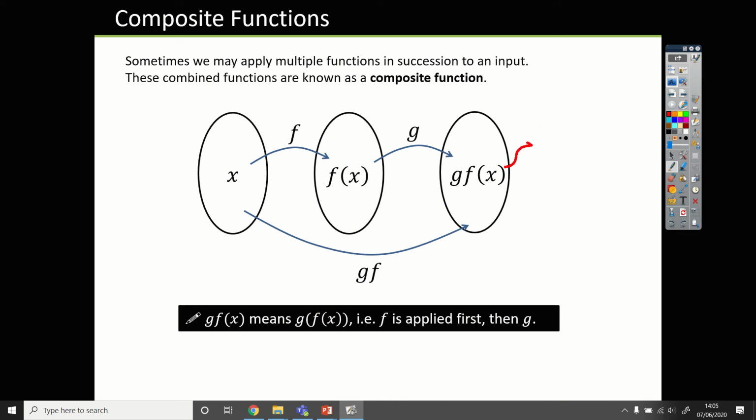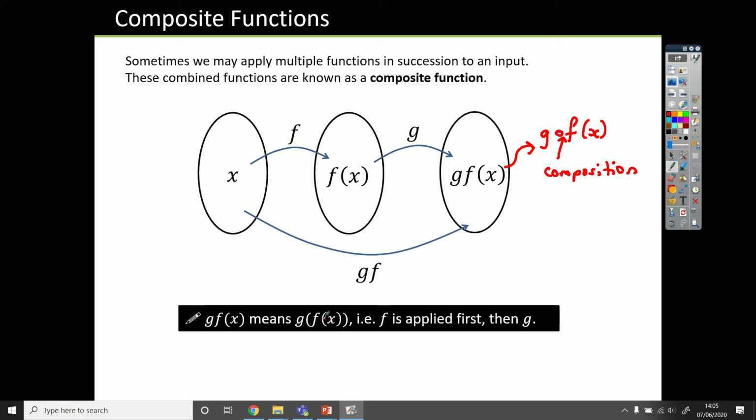A third way you might see it, which doesn't happen that often at A level, is with a circle instead of just nothing there. So g circle f. This is just the composition symbol, the composing function symbol, which you might see at some point. Okay, so f goes first, then g. The resulting function is gf.